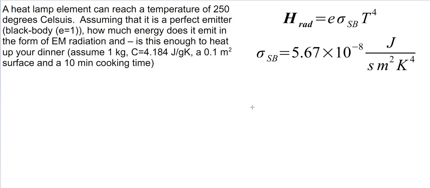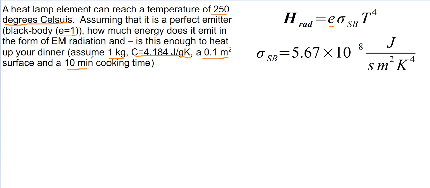Now, the second example that we're going to look at here involves using a heat lamp to heat something up. So you've basically been told that you have a heat lamp element with a particular temperature, 250 degrees Celsius. And you've been told that it is a perfect emitter, so its emissivity constant is 1. You've been told the mass, heat capacity, and volume of your dinner, as well as the time you expect to have it under the heat lamp to cook it.